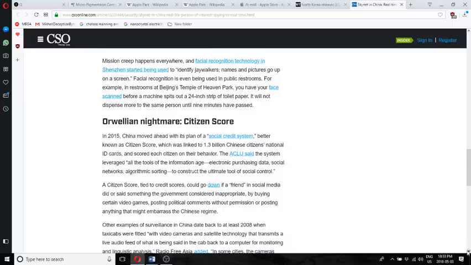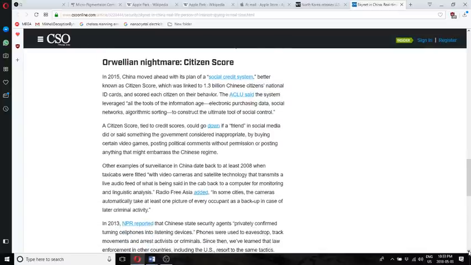Now, other examples in China date back to 2008, when taxicabs were fitted with video cameras and satellite technology that transmits a live audio feed of what is being said in the cab back to a computer for monitoring and linguistic analysis. Radio Free Asia added, in some cities, the cameras automatically take at least one picture of every occupant as a backup in case of later criminal activity. Are you kidding me? This is like Minority Report. It's not what you've done, it's what you're gonna do.